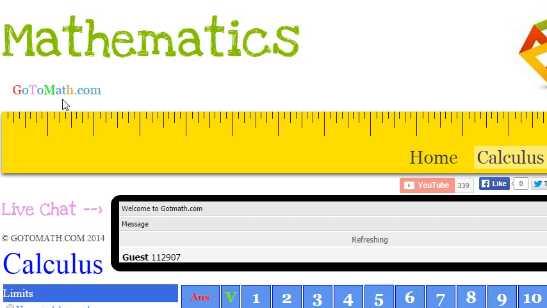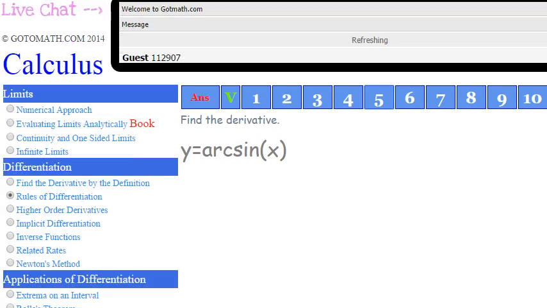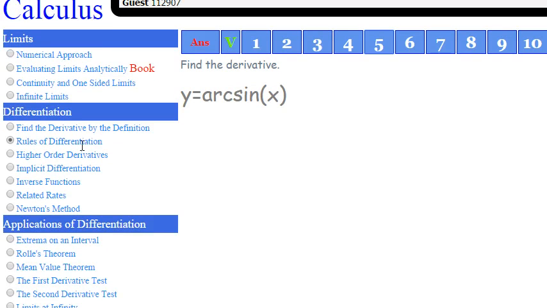Alright, we're here at gotomath.com. We're doing some calculus today. We're under Rules of Differentiation, and this is the button right here you should click on.